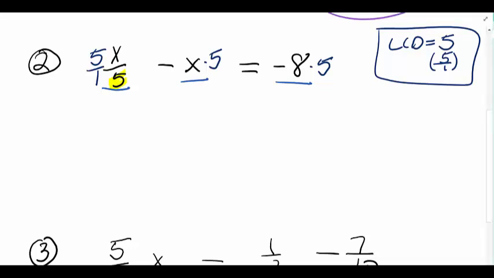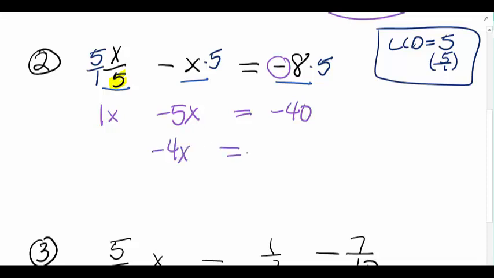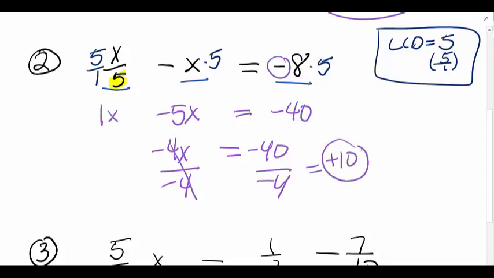So this gives me, for the first term, 5x over 5, which gives me 1x. Second term, nothing to cancel, so minus 5x. Be careful of the sign on the last term. It's a negative 40. 1 minus 5 would give me a negative 4x equals a negative 40. Divide by negative 4. Again, signs cancel. We're left with a positive 10 for my answer.